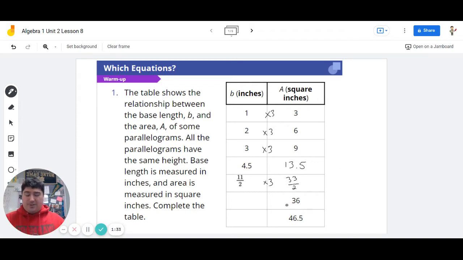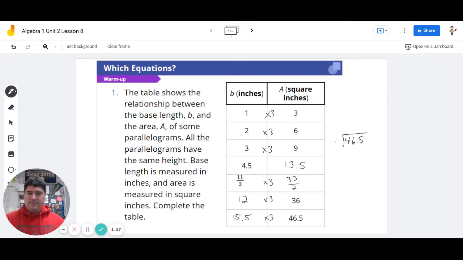Now we have to go backwards. What number times 3 gives us 36? Well, that's 12. 12 times 3 is 36. How about 46.5? Well, 46.5 divided by 3 ends up being 15.5. That wasn't too bad.